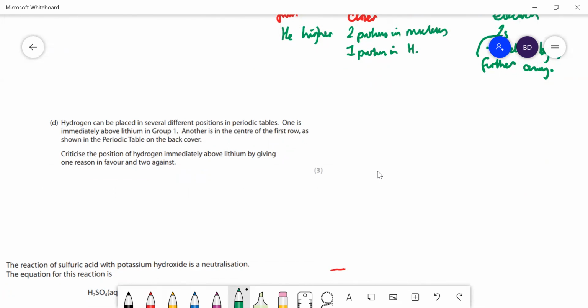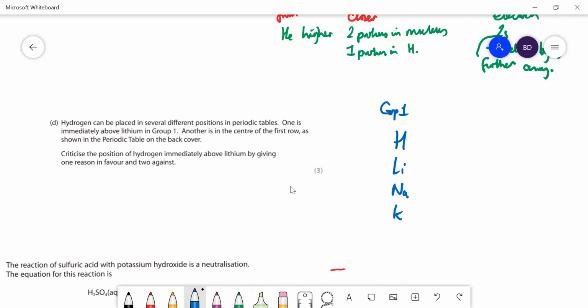Hydrogen can be placed in several different positions in the periodic table. One is immediately above lithium. Another is in the center of the first row. Criticize the position of hydrogen immediately above lithium. Right, so if you put hydrogen above lithium, it will mean that it's in the alkali metals group: Li, Na, K, and so on. That's group 1, the alkali metals.